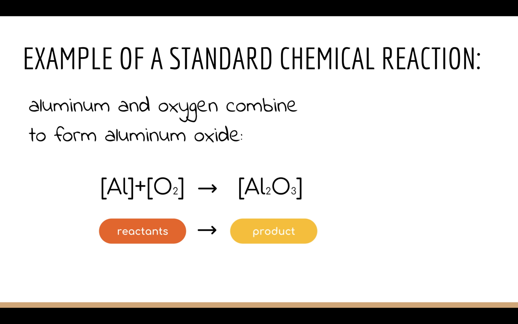An example of a standard chemical reaction is aluminum and oxygen forming together to form aluminum oxide. We can see in the equation that the reactants, aluminum and oxygen, combine together to form the product of aluminum oxide.